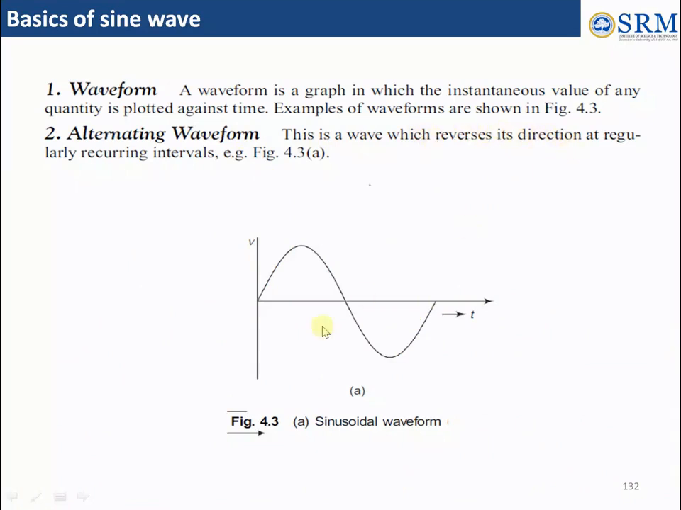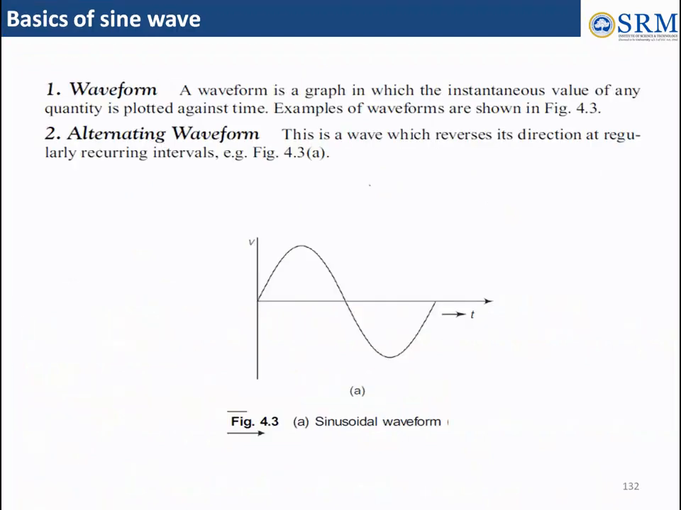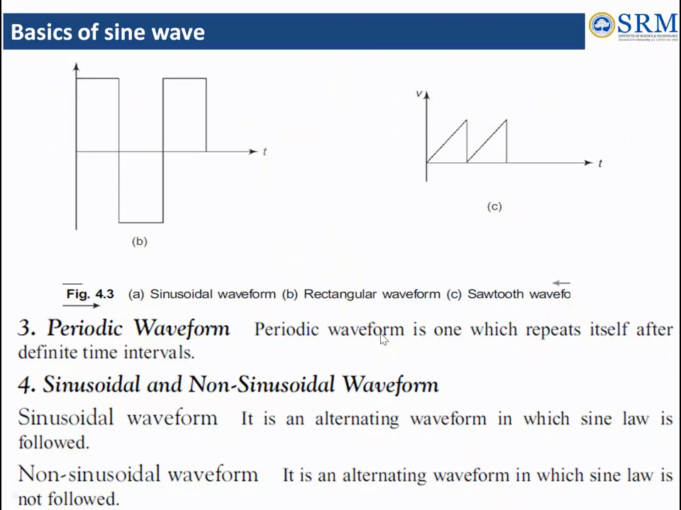Here the wave changes direction at regular intervals. At regular intervals of time, the direction of the wave changes, as you can see in the continuity of this rectangular wave. A periodic waveform is one which repeats itself at definite time intervals. After this particular time, this is one complete cycle, a set of positive and negative cycle. It repeats. Sinusoidal and non-sinusoidal: if an alternating waveform obeys the sine law, it is called a sinusoidal waveform.